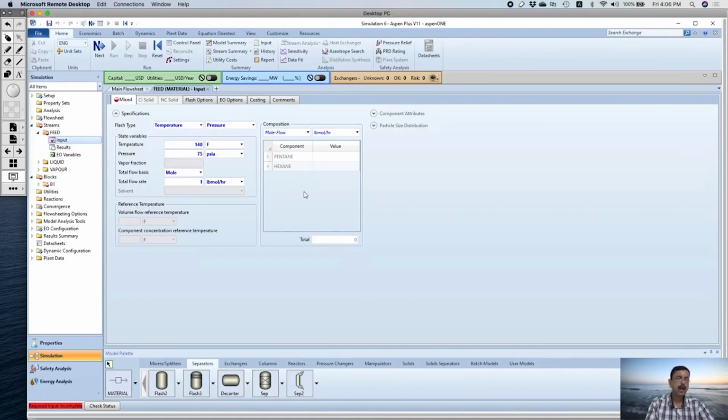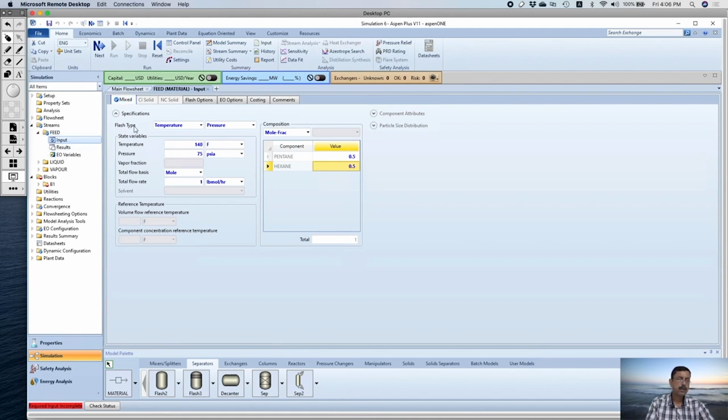Now it is still half red and half white because we have not given the composition. Composition we can give in mole flow rate or mole fraction, mass fraction, standard volume fraction, etc. We will give it in mole fraction. So pentane is 50%, means 0.5, and hexane is again 0.5. So total is 1. This is the total mole fraction 1. The moment I give 0.5, 0.5, it becomes blue tick. That means the input stream specification is complete.